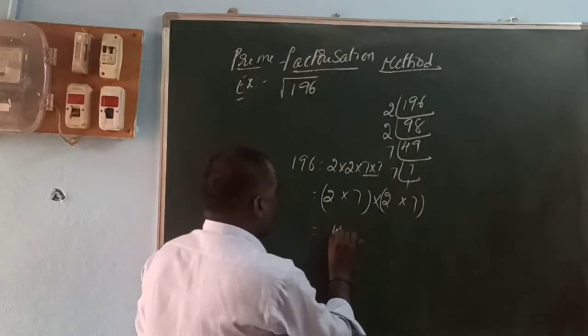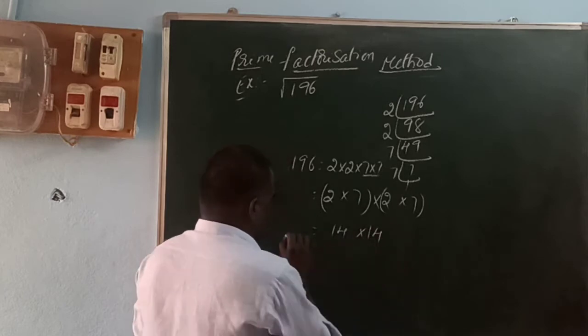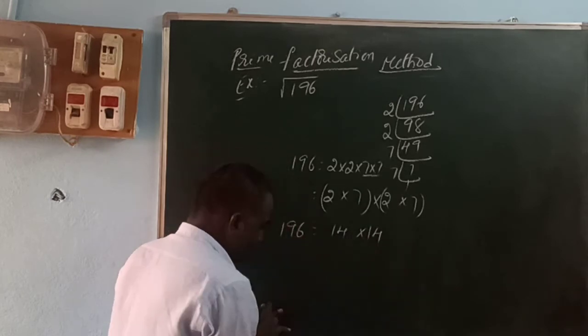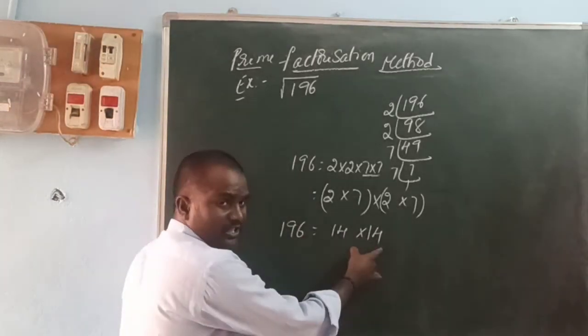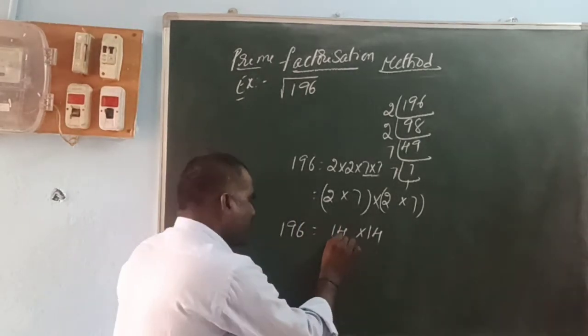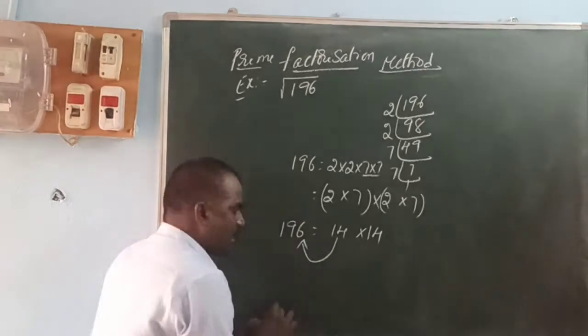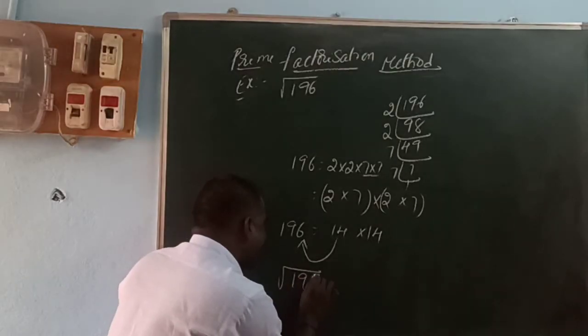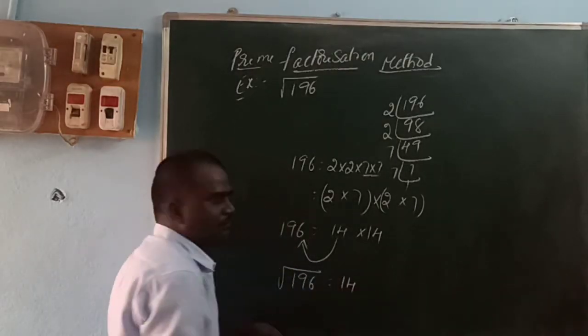So 14 into 14. So here 196, we can write as 14 into 14. So 196 is a multiple of 14. Okay, this 14 is the square root of 196. So that is, the square root of 196 is equal to 14.